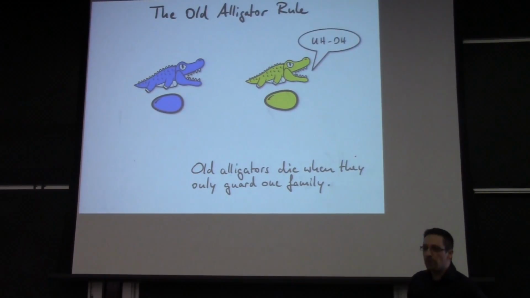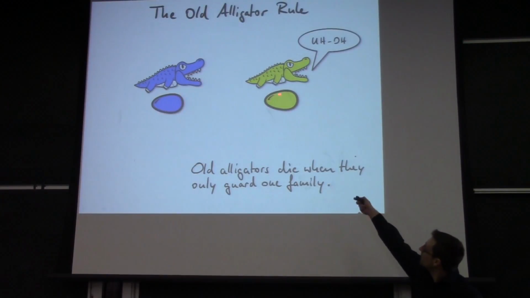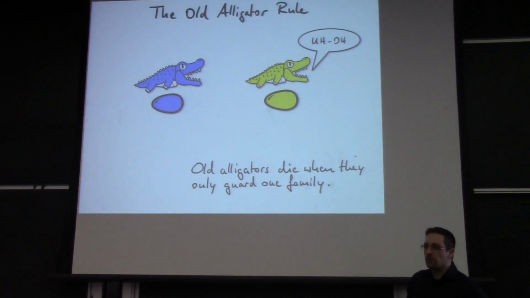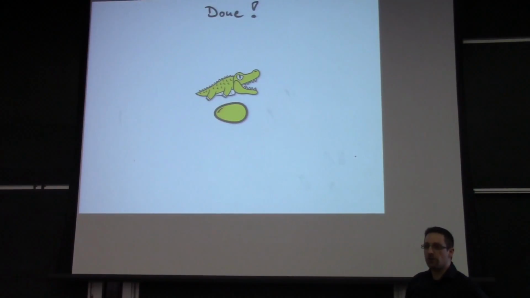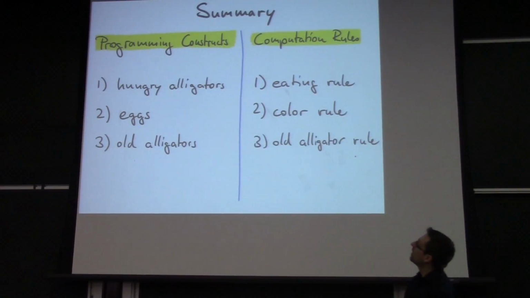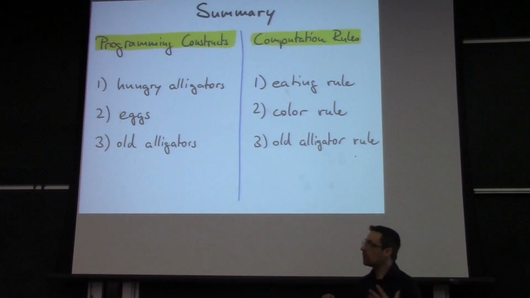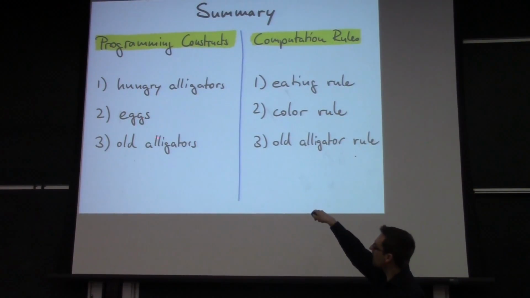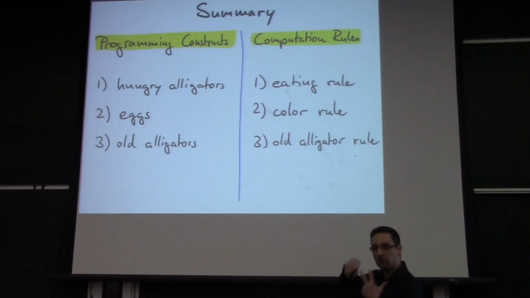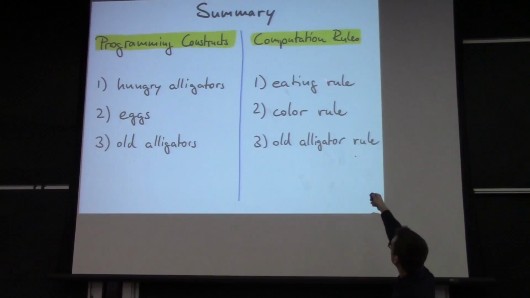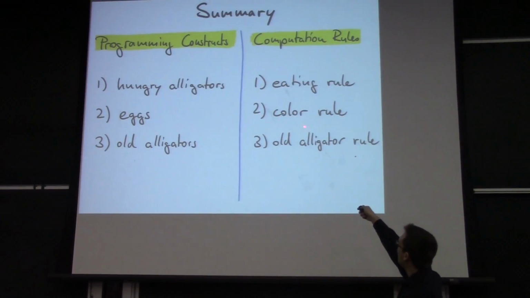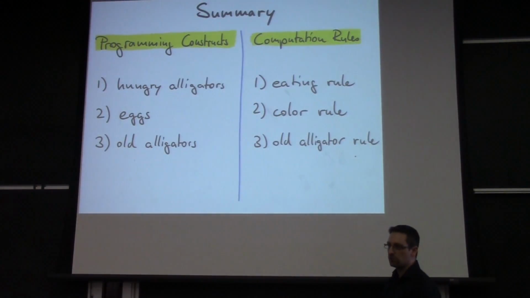And now this one is not so happy anymore. So now we can again apply the eating rule, and the blue one can eat the yellow. And we are done, ending up with just the yellow one. Alright, so that's all that we need. Essentially, as programming constructs, we have these hungry alligators, eggs, and old alligators. And we just have three rules that we need to apply when we compute: the eating rule, the color rule, and the old alligator rule. That's it.